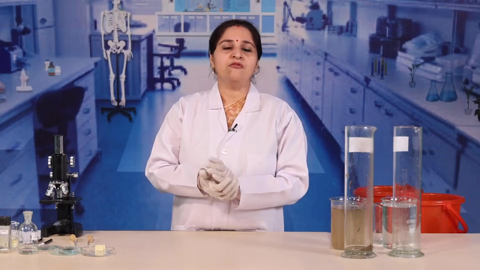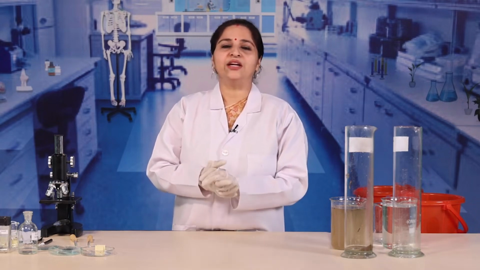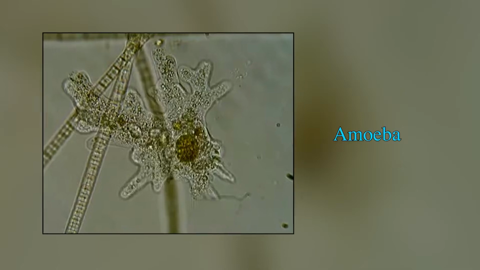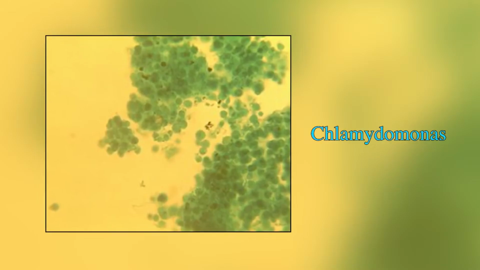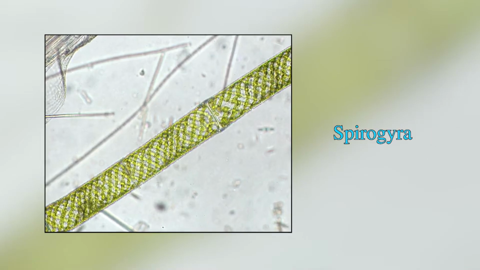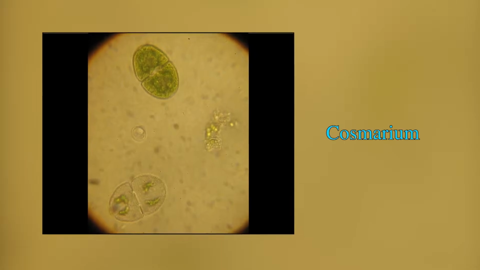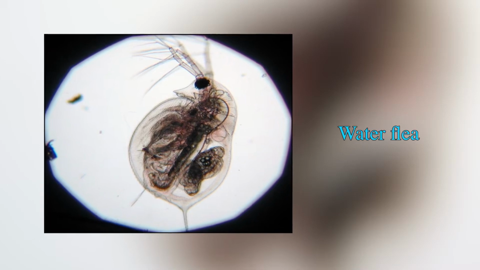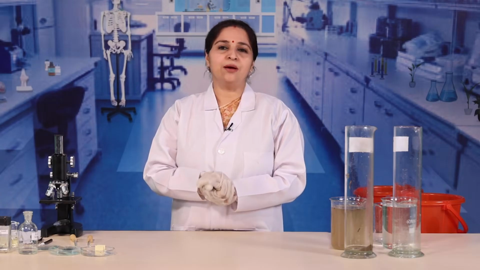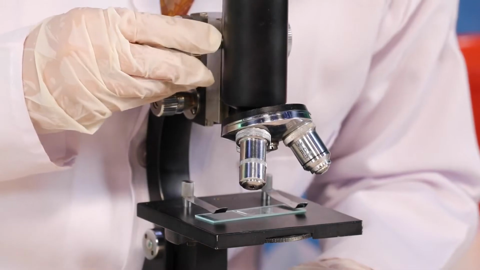These organisms will vary with the place of collection of the water sample and also the depth at which the water sample is collected. Some of the common organisms are amoeba, paramecium, chlamydomonas, euglena, asterionella, spirogyra, navicula, cocconeis, cosmarium, chaetoceros, water flea and hydra. Count the number of organisms in the visible area of the microscope at high power.